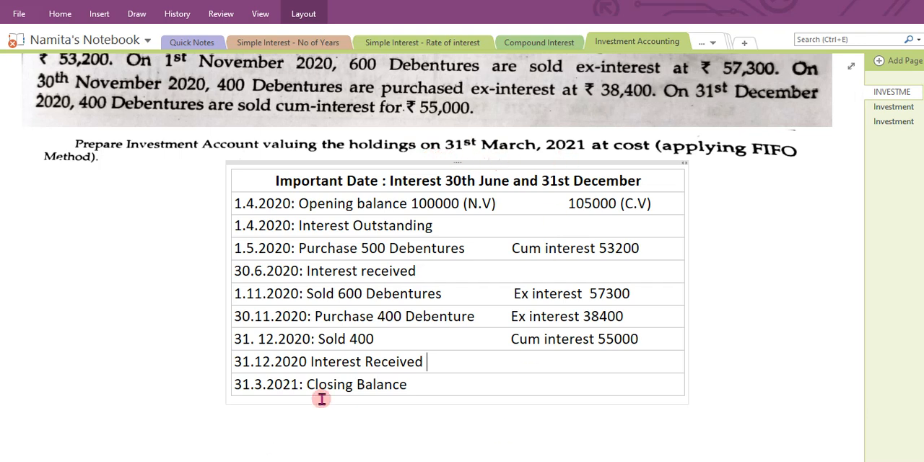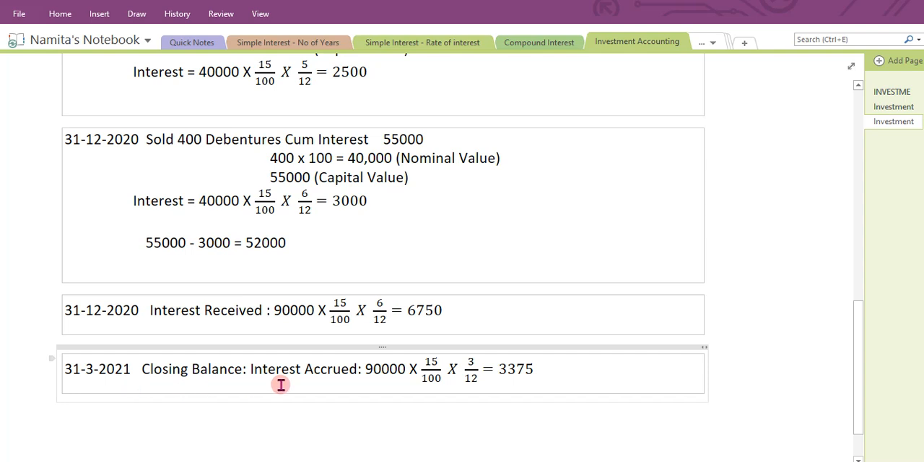Now before this, from December to March, 3 months is there. We are closing this investment account on 31st March. That means still 3 months interest is accrued. Yes or no? Yes. So we have to calculate that interest accrued.